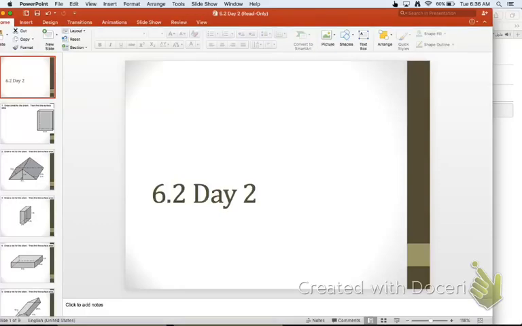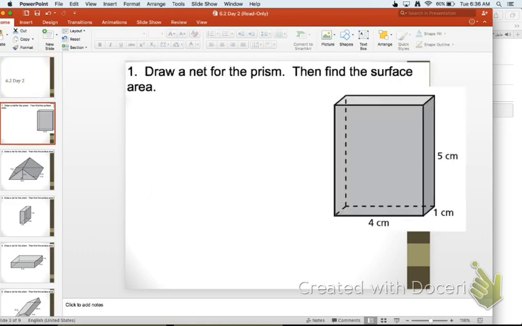Here we are on 6.2 day 2. Again, we're working on making nets to help us find the surface area. So here is our first rectangular prism. We need to find the surface area. So first and foremost, pause the video while you draw your net.